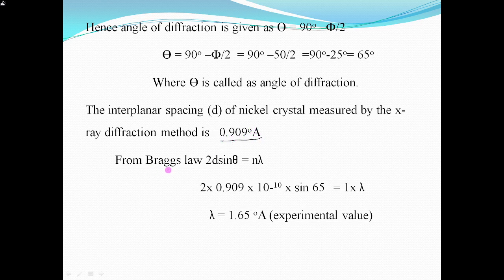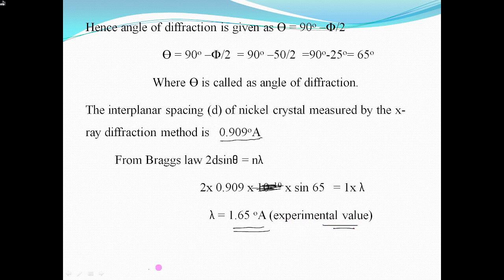Now we know Bragg's law. What is Bragg's equation? 2d sine theta is equal to n lambda. Here d is 0.909 angstroms, or you can write it as 10 power minus 10 meters. So 2 into 0.909 into sine 65 is equal to, for first order diffraction, 1 into lambda. If you calculate, you will get lambda equal to 1.65 angstroms. This is the value we got from the experiment, the experimental value.